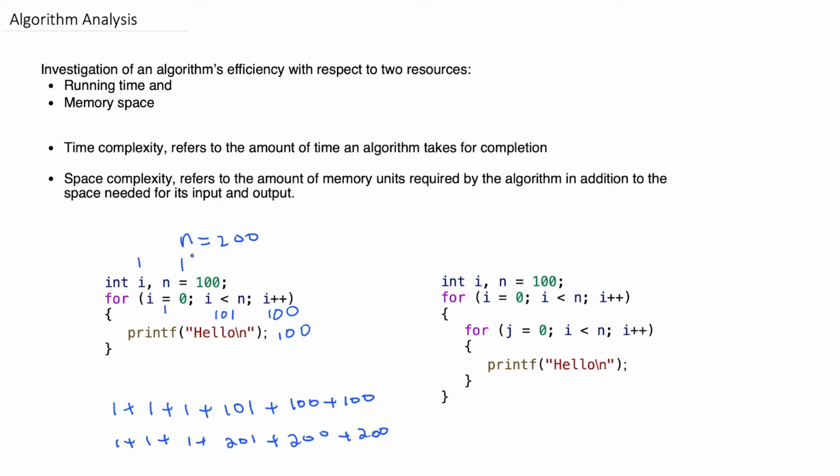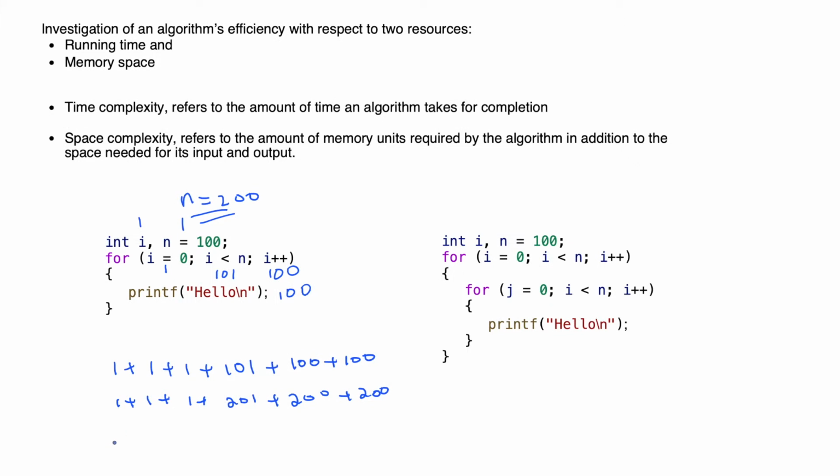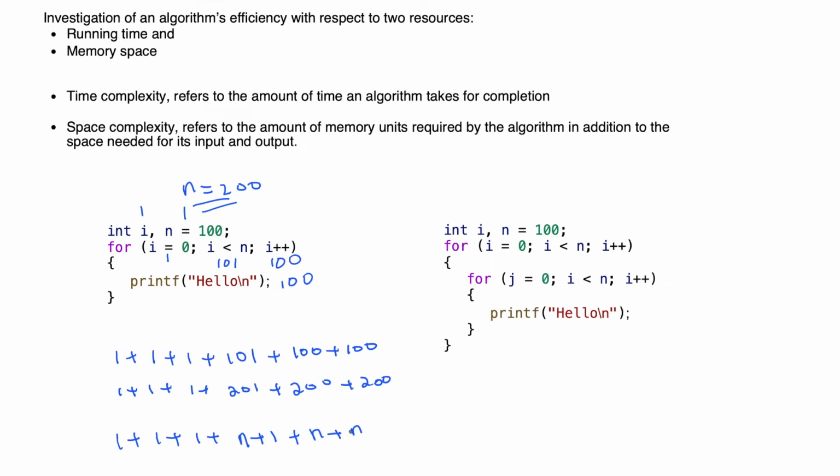So you saw that as the value of n increases, the time also increases. If you generalize these values, then I can write it as 1 plus 1 plus 1 plus n plus 1 plus n plus n. So this will be equal to 4 plus 3n. In other words, the time it takes for completion is proportional to the value of n. Here I'm writing the time in terms of the input n. So the time it takes for completion is proportional to the input size n.